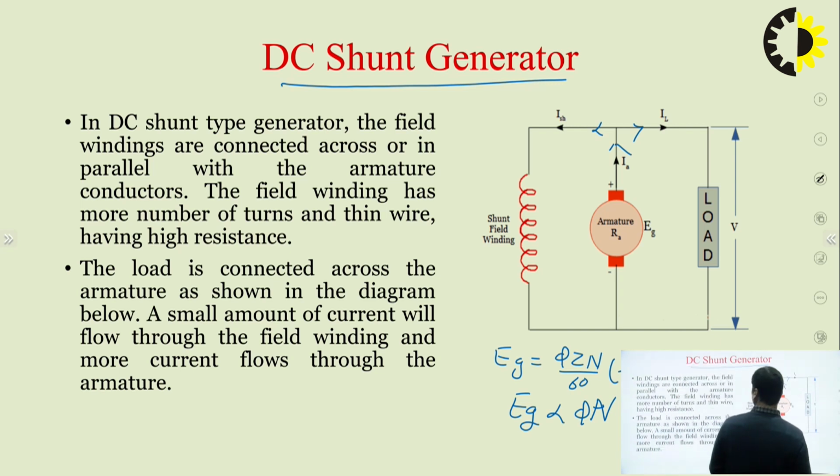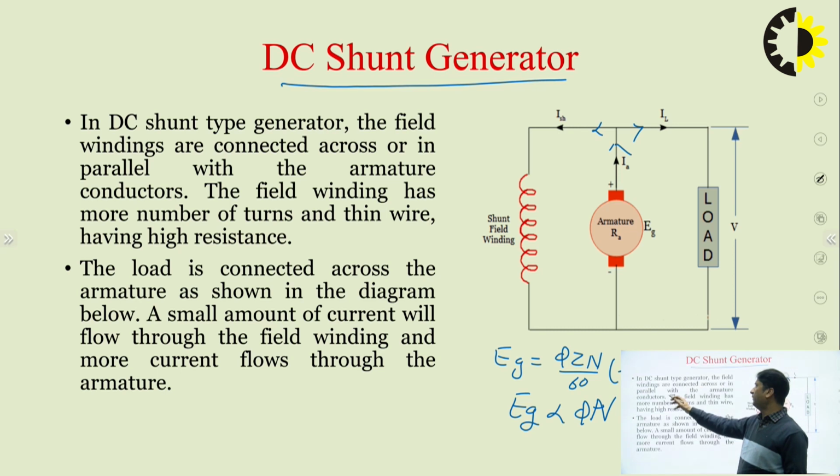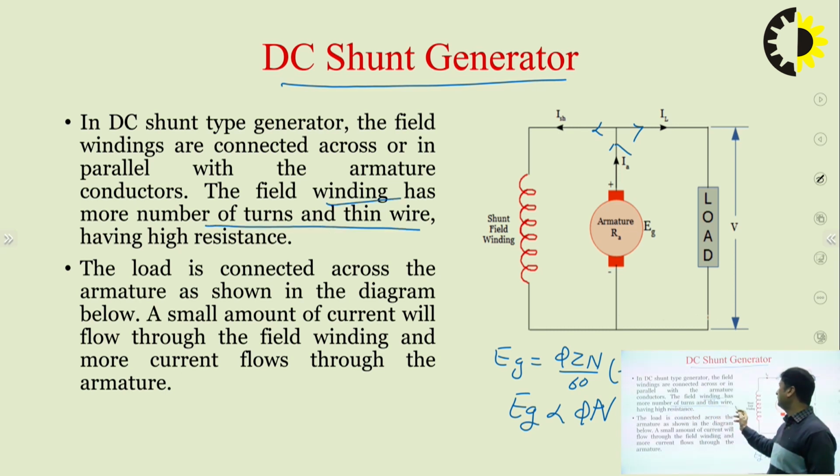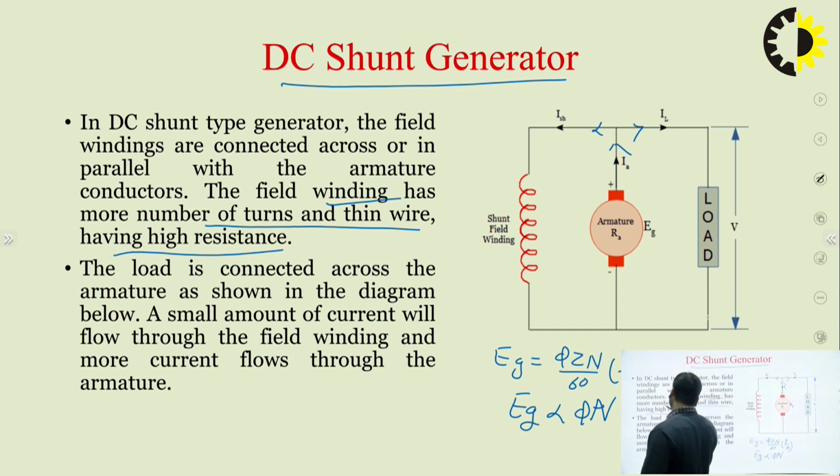So in a DC shunt generator, the field winding is connected across, or in parallel with, the armature. The field winding has a large number of turns of thin wire, having high resistance. So this is the basic construction. The load is connected across the armature as shown, a small amount of current flows through the field winding, and more current flows through the armature.